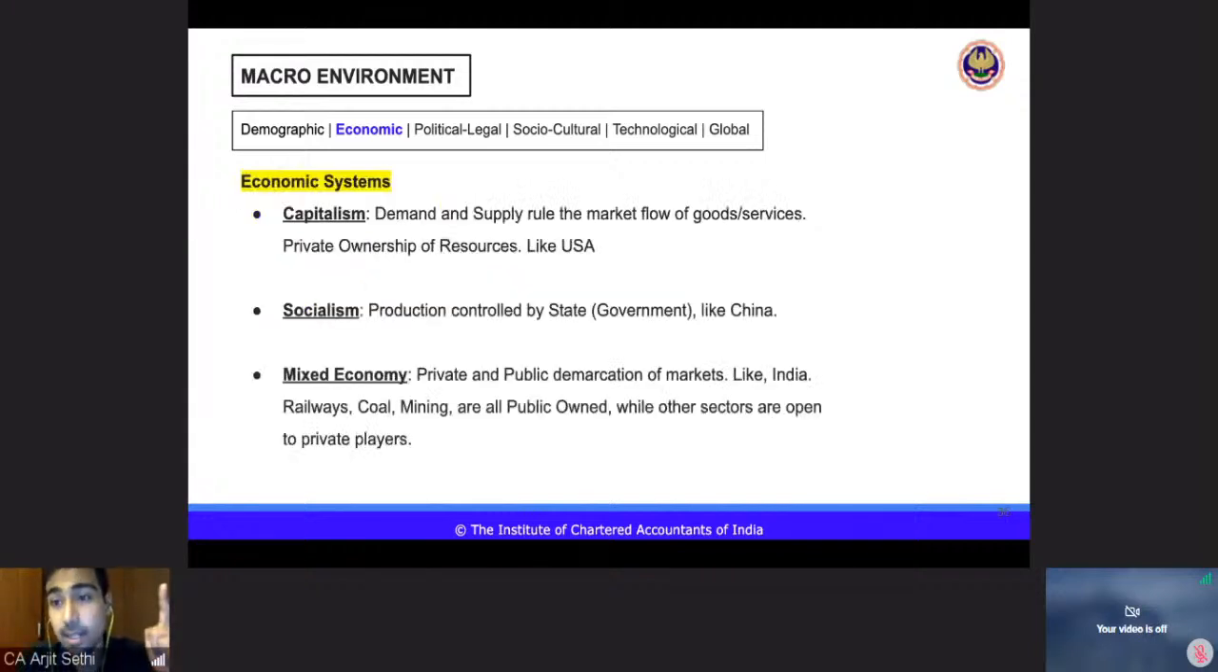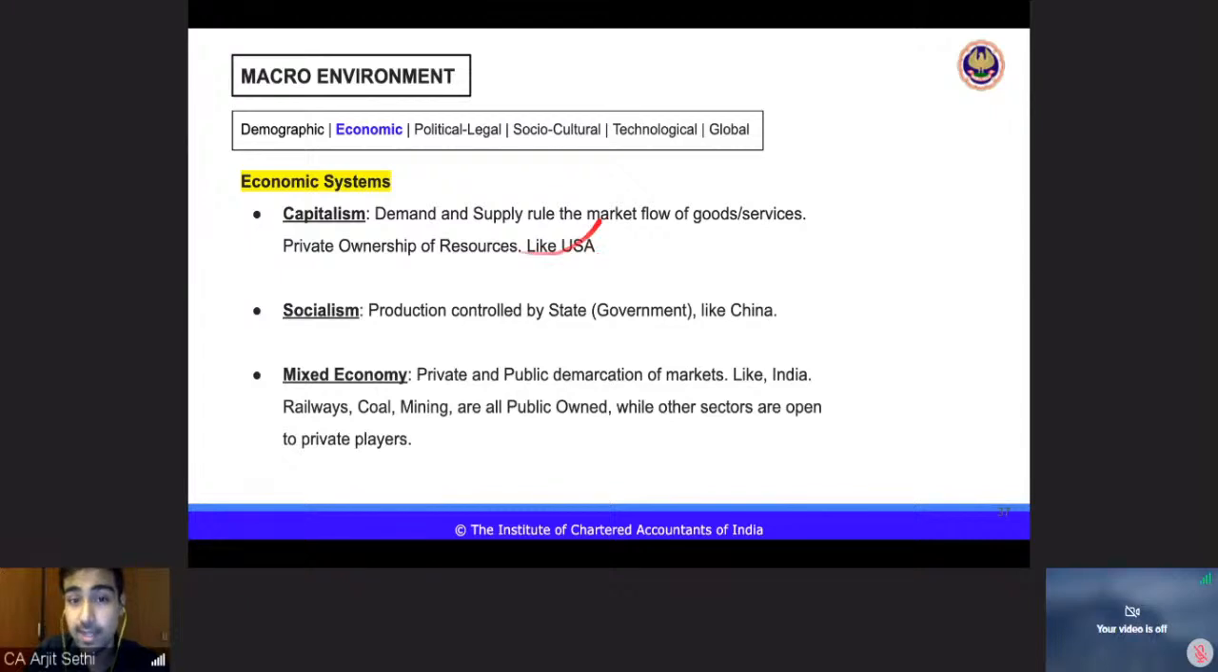Number one is capitalism. Capitalism is a structure in economy which is based on demand and supply, right? Demand and supply rule the market flow of goods and services, like private ownership of resources. There is more private ownership, more private companies. Electricity is private, railway is private. There is capitalism. Everything is based on the demand and supply from the consumers, right?